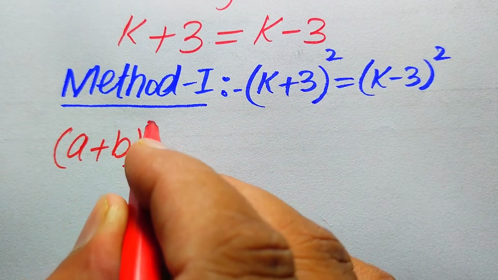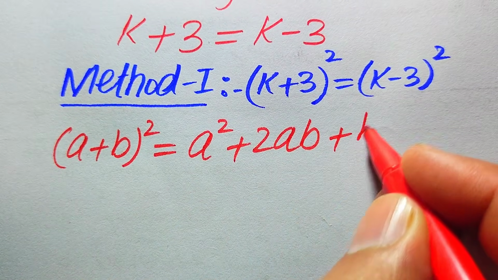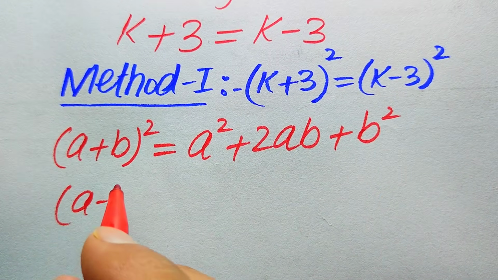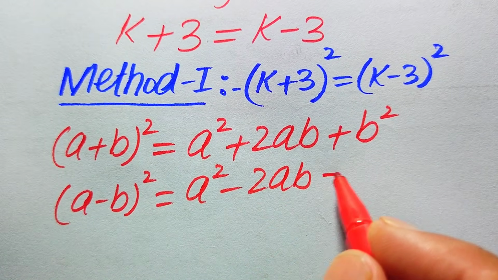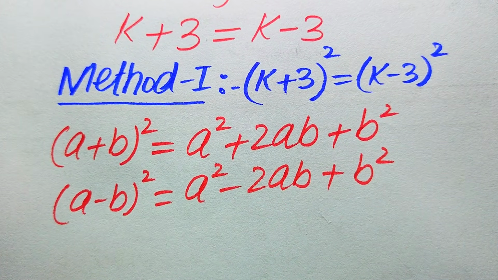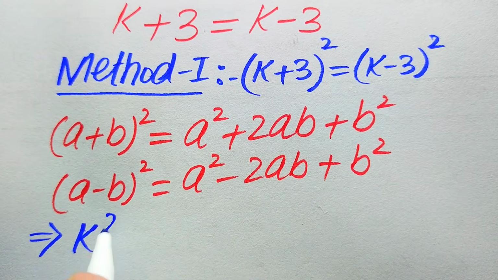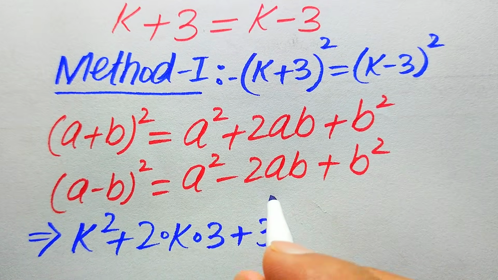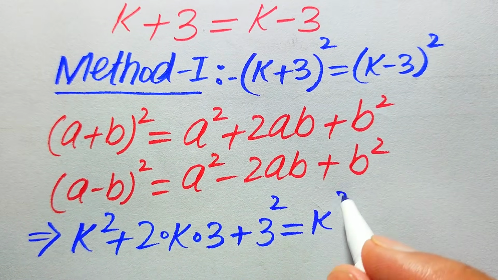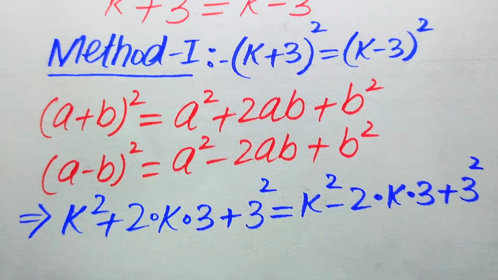(a plus b) whole square is equal to a square plus 2ab plus b square. In the same pattern, we use the formula for the right hand side, a square minus 2ab plus b square. So we use both of these formulas in the above equation. The left hand side is written as k square plus 2 times k into 3 plus 3 square is equal to k square minus 2 times k into 3 plus 3 square.